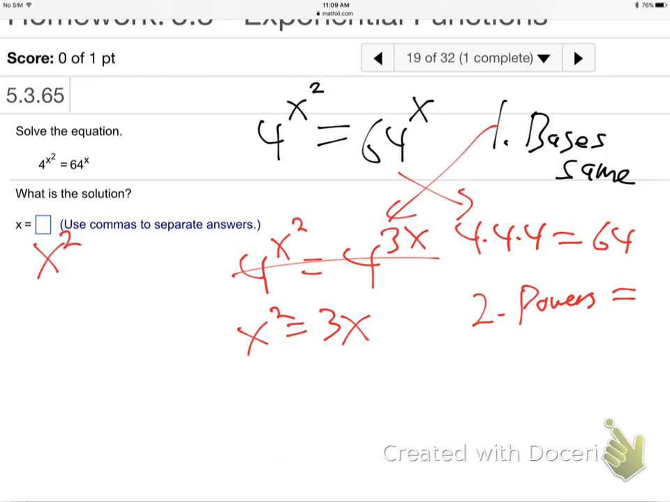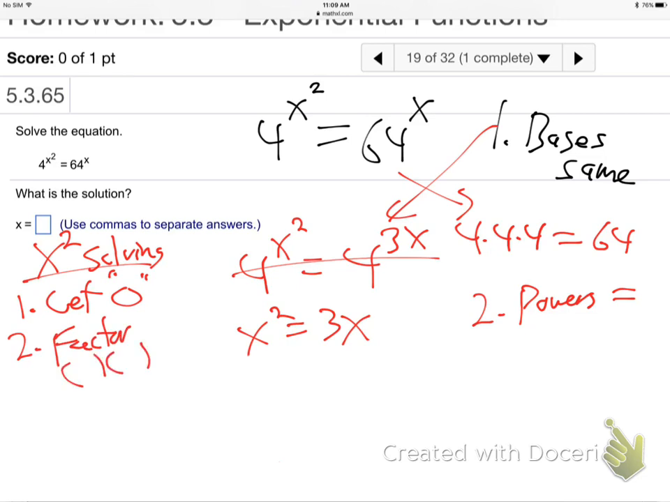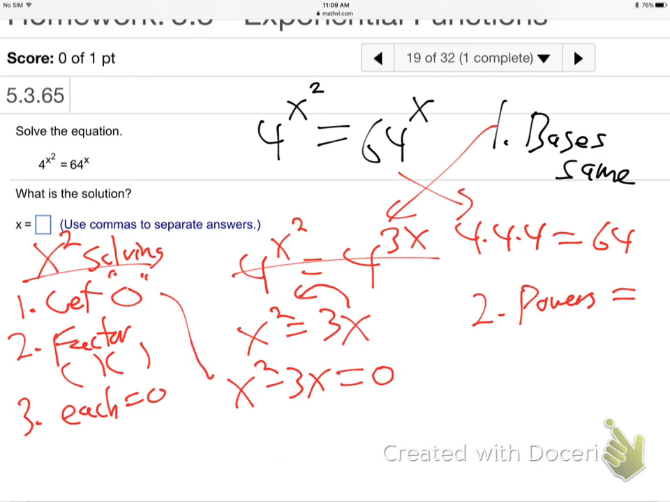So let me give you the x squared solving plan. Just remind you of it real quick. Step 1, you got to get a 0 first. Get a 0 and then factor, you know, like with parentheses. And then step 3, each one equals 0. So first I jumped the 3x to the other side, which gets you a 0. So step 1 is to get a 0.